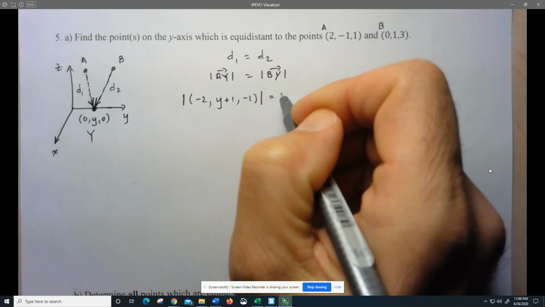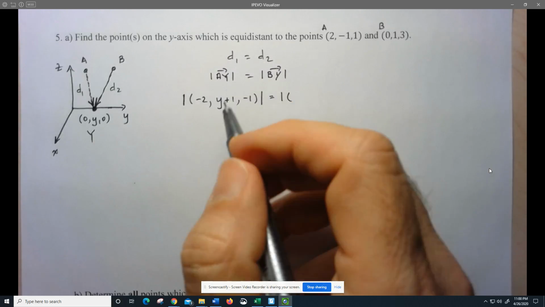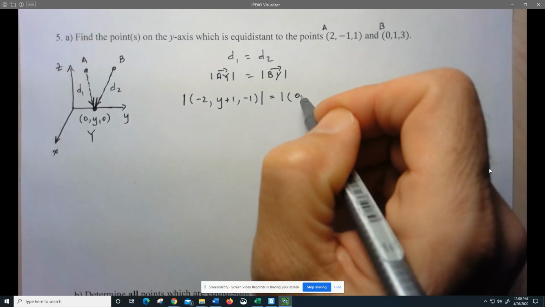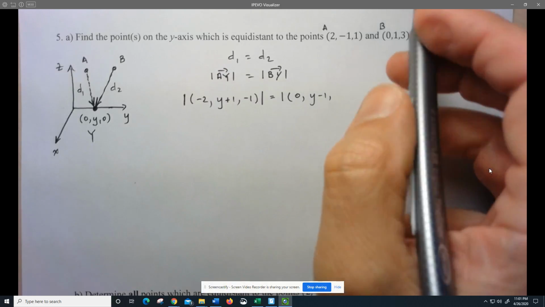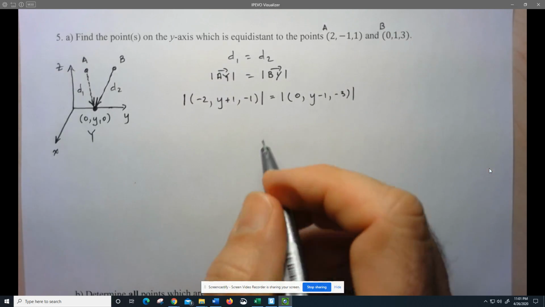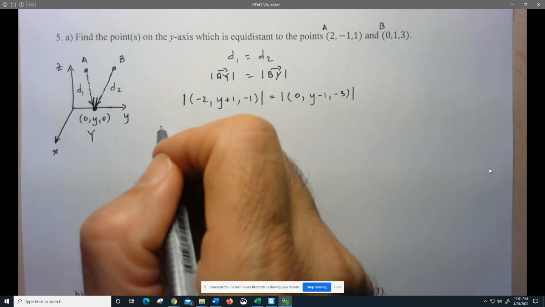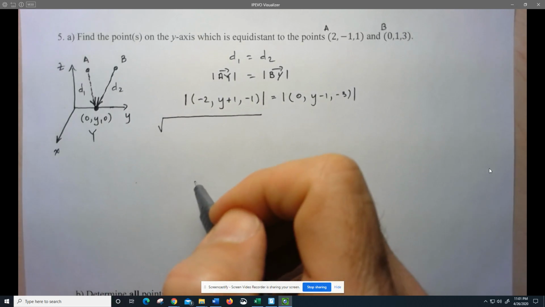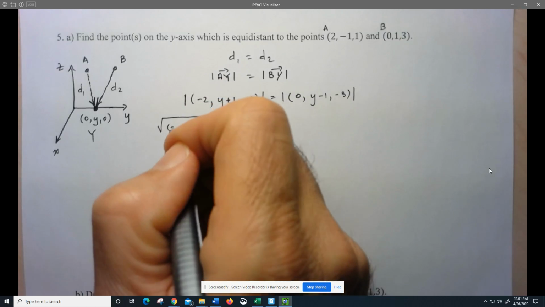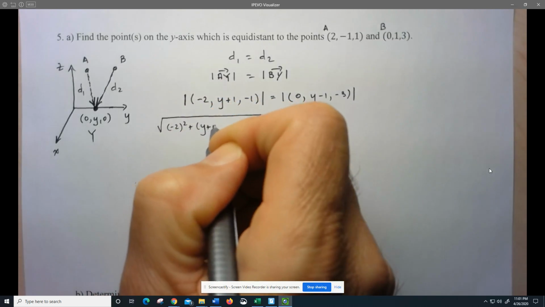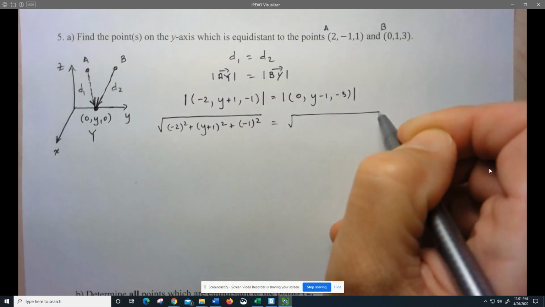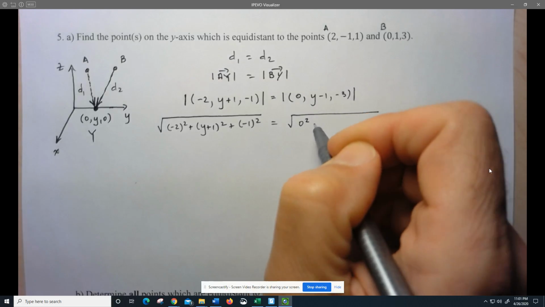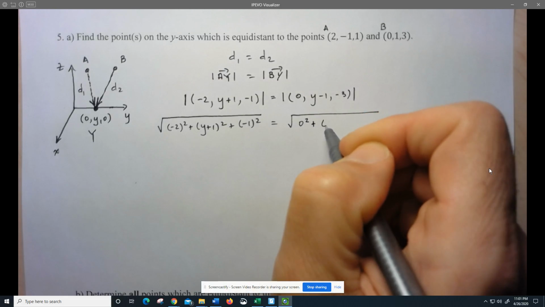And you'll see something similar here when I do BY. Okay, so 0 minus 0, that's just 0. Y minus 1, again, the variable comes first. And then 0 minus 3, negative 3. Okay, so now I have these two magnitudes. Let's calculate them. So the magnitude of the vector is given by the square root of the sum of the squares of each component. So negative 2 squared plus y plus 1 squared plus negative 1 squared. Okay, on the other side, we've got 0 squared plus y minus 1 squared plus negative 3 squared.